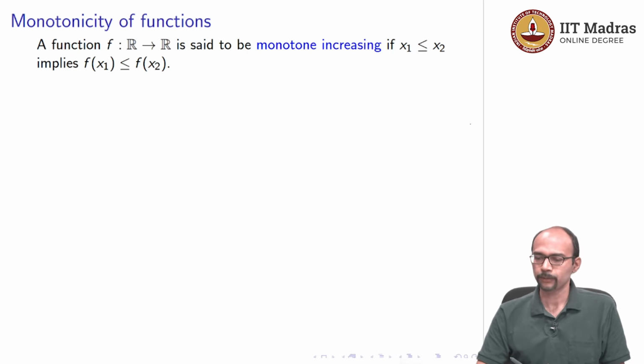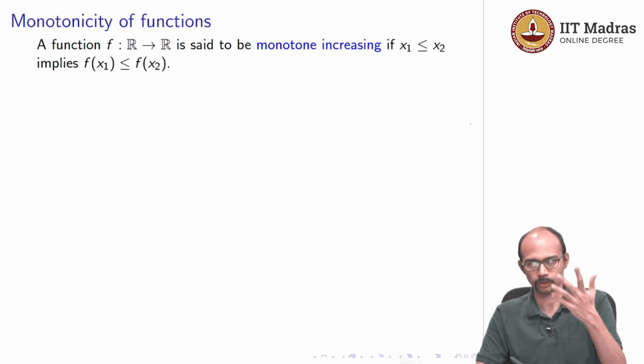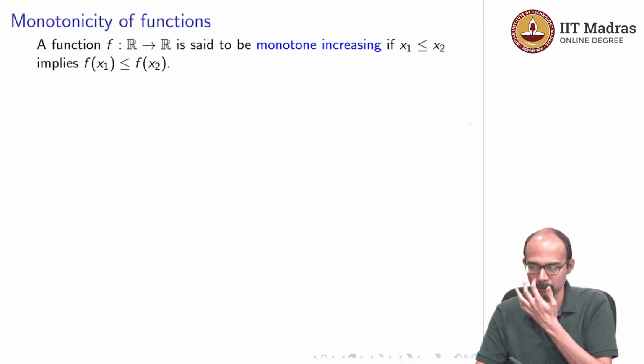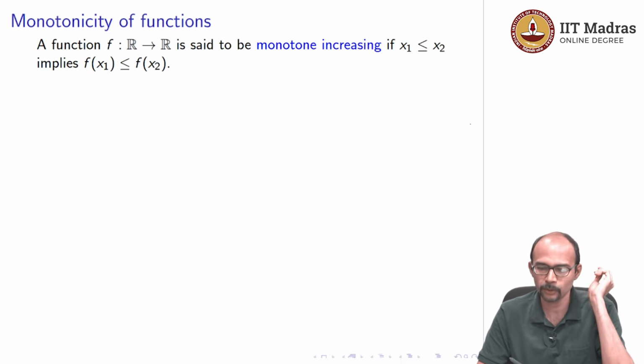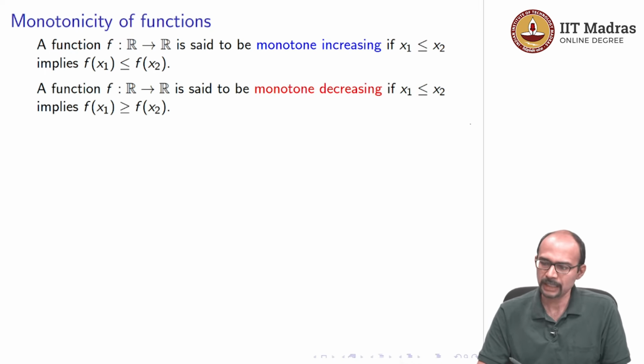A function f is said to be monotone increasing if, well, it's increasing. I hope increasing should make sense. As x increases, f of x increases. So it says if x1 is less than or equal to x2, then f of x1 is less than or equal to f of x2. And similarly, it's monotone decreasing if the opposite happens, that as x increases, f of x should decrease. Sometimes we also say monotonically increasing or monotonically decreasing. They mean the same thing.